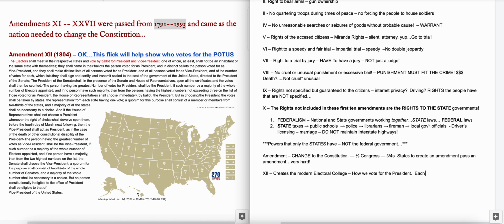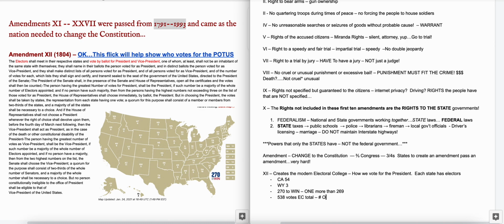So remember, each state has electors, right? Just to give you an example, California has the most with 54. Wyoming has 3, right? If you add them up, you need 270 to win the presidency because that's one more than 269, which would be a tie. And then there are 538 votes in the Electoral College total.